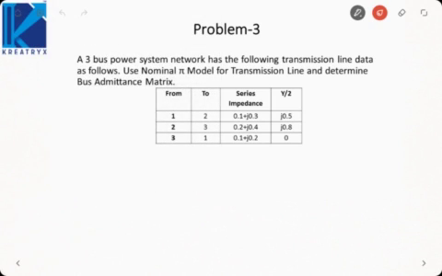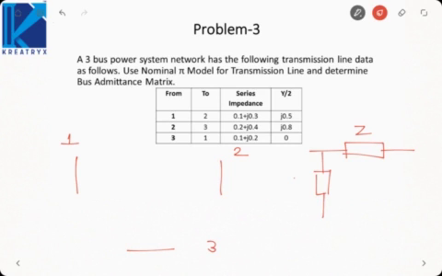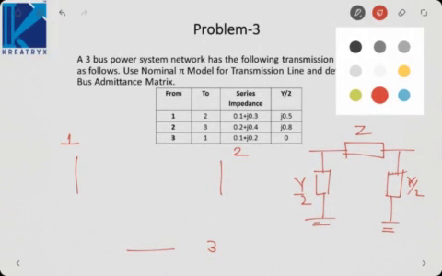Moving on to the next problem, it says a 3-bus power system network has the following transmission line data. We have to use the nominal pi model and determine the bus admittance matrix. So there are 3 buses, 1, 2 and 3. Now a transmission line in the nominal pi model is represented something like this: Z, Y by 2, Y by 2. Okay. So let me represent each transmission line like this.